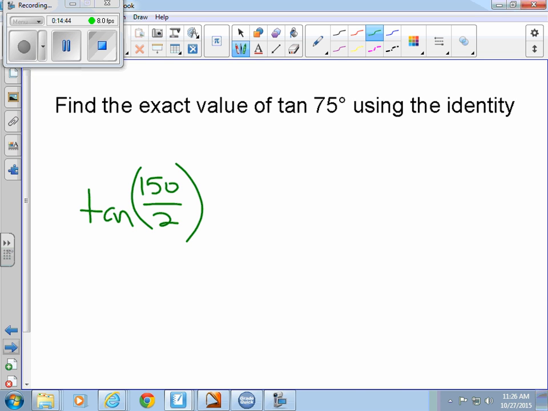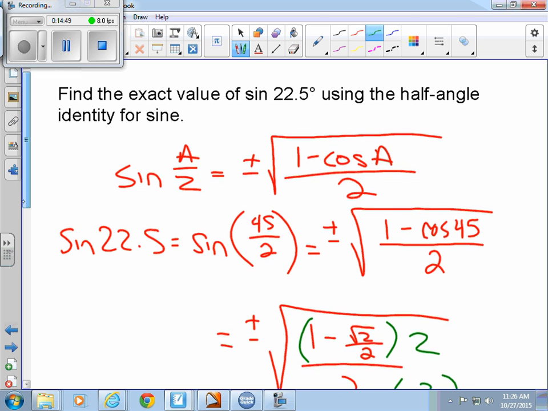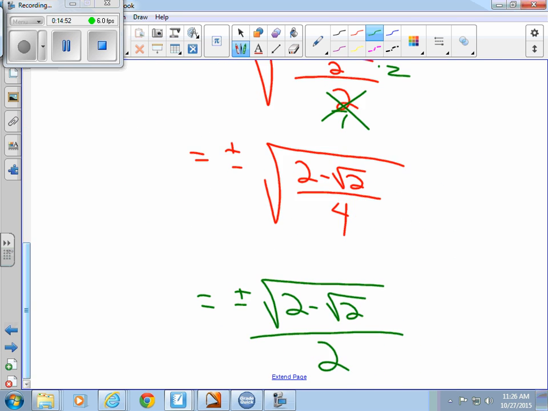If I were picking... Oh, by the way, I need to go back here. We're not done. We're almost done. Plus or minus is why. Why is it plus? 22 and a half is in quadrant 1. That's definitely positive. Sorry about that.